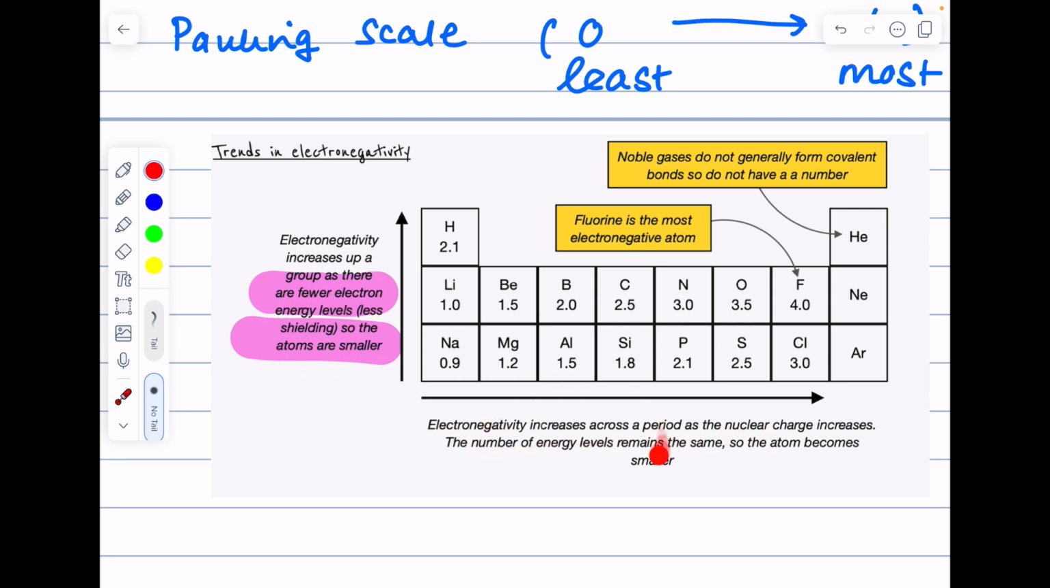Then electronegativity increases across a period, and that's all to do with the number of protons in the nucleus increasing. So the nuclear charge increases whilst the energy levels remain constant, so the shielding remains the same. So that's why elements towards the right-hand side of the periodic table will be more able to attract the electron pair towards them.